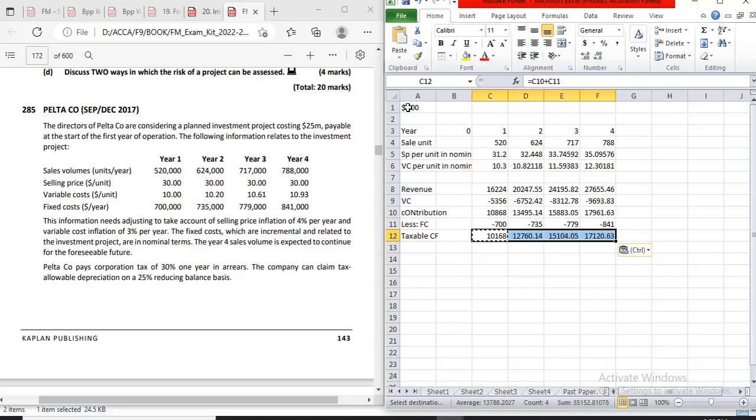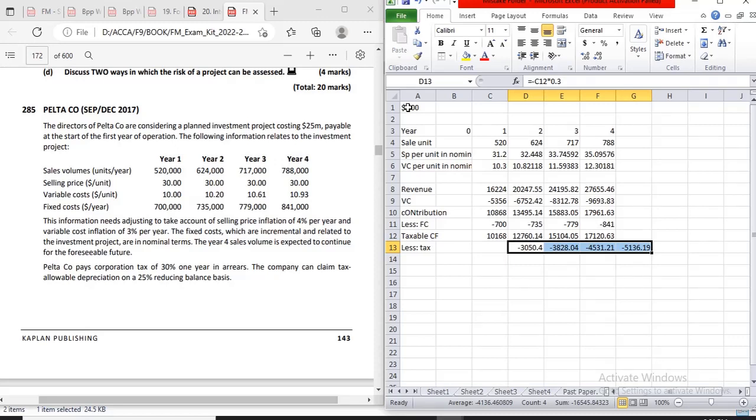Now let's read the further question. The year 4 sales volume is expected to continue for the foreseeable future. Pelta company pays corporation tax of 30%, one year in arrears. So now it's time to deduct the tax from the taxable cash flow, which is 30% in our case, and the tax will be paid one year later, in arrears. So we have already shifted this.